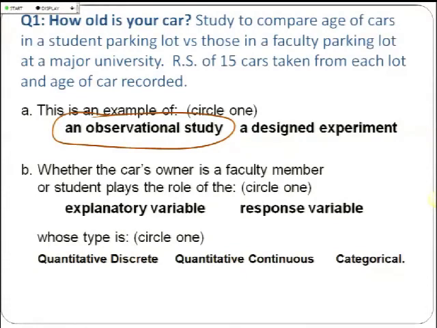The owner should help to explain how old the car will be. Does age depend on whether it's a faculty or student-owned car? How about the type? Age. No, this one is car's ownership. It's either the student or the faculty. So that is what? It's not quantitative at all. It has to be categorical. I might record in my data set a 1 for student, a 2 for faculty, or some coding scheme.